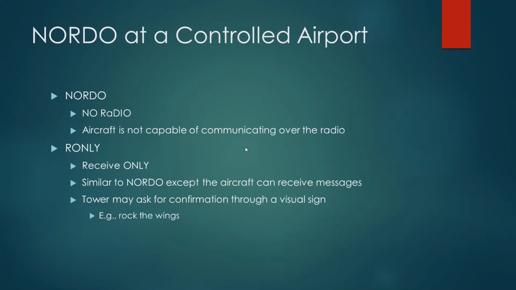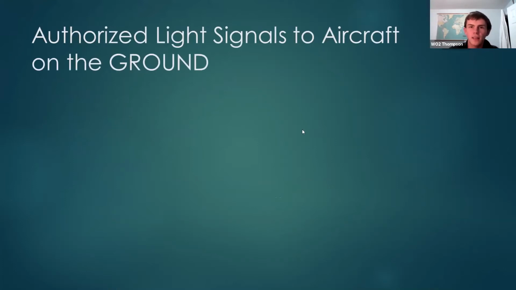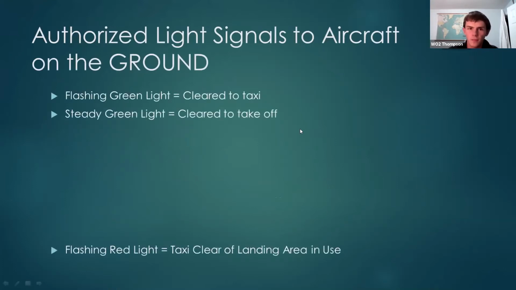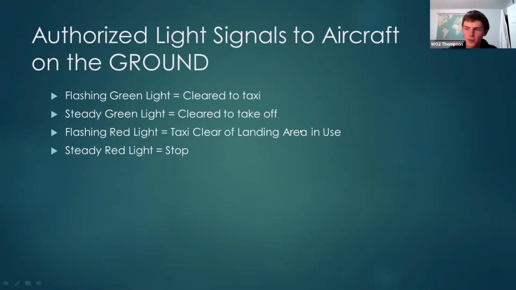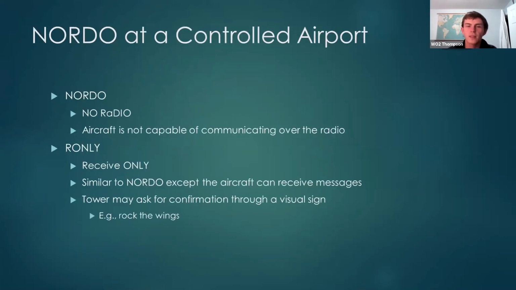Could you give some examples of how you would signal to a NORDO aircraft? Oh, from the ground, it's using light signals. And that's what the air traffic control would use. And from the aircraft, on the previous slide, it suggested something like rocking the wings, which is probably what the tower would ask for you, which makes a lot of sense.